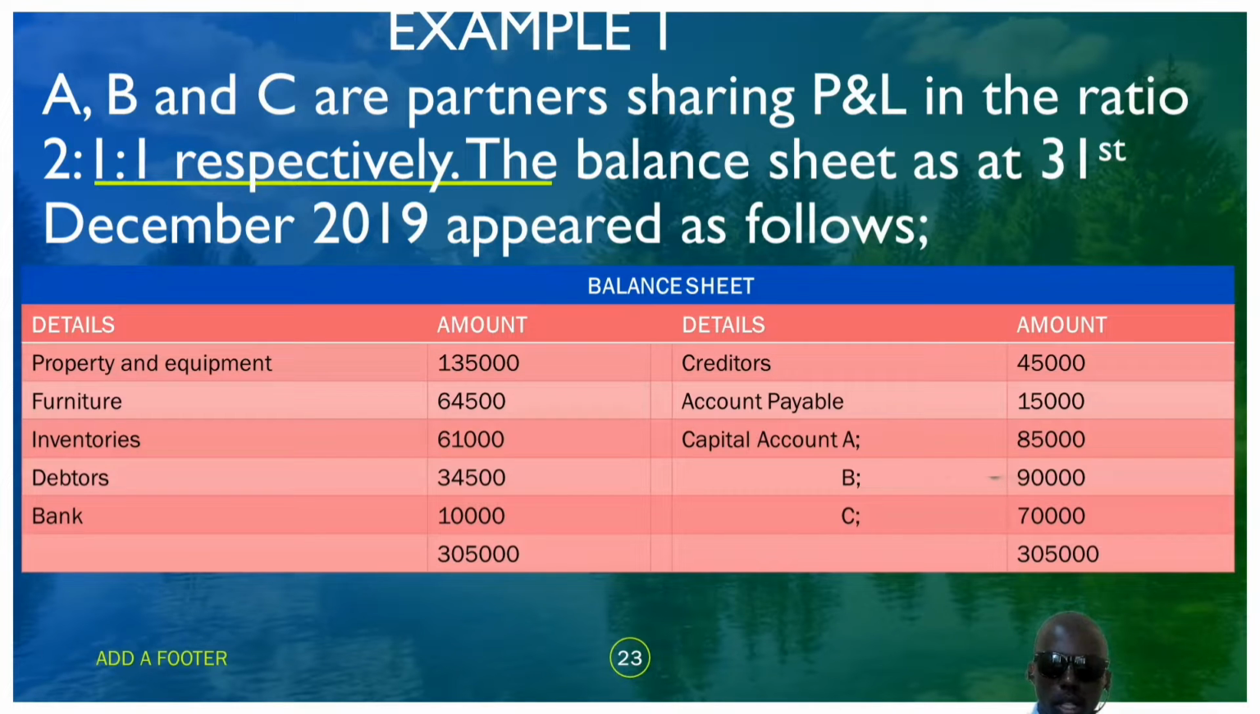Let's look at the items on the debit side. Property and equipment was at 5,000. Furniture was at 64,500. Inventories was at 61,000. Debtors was at 34,500, and bank was at 10,000. Let's look at the items on the credit side of the balance sheet. Creditors was at 45,000. Bank payable was 15,000, and capital balances of A was 85,000, of B was 90,000, and of C was 70,000. And the balancing figure was 305,000, as you can see.